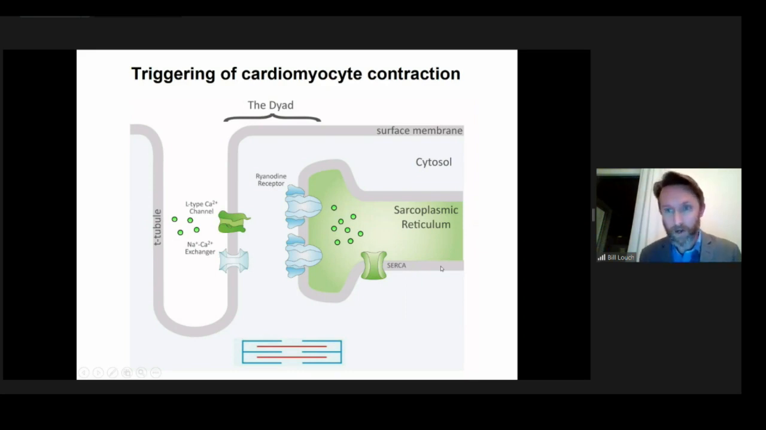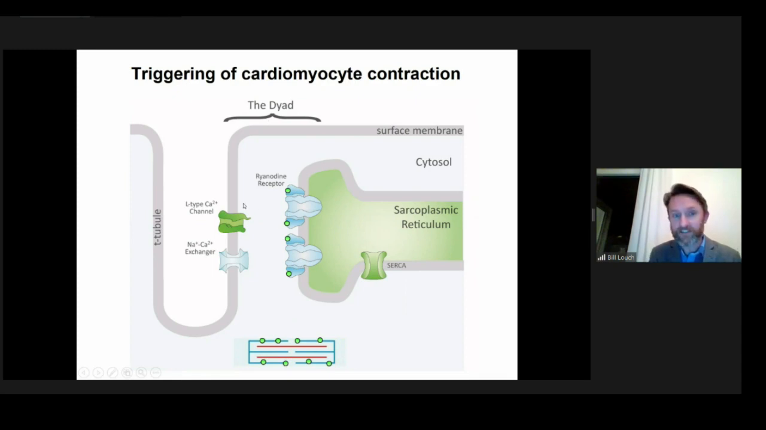So during each heartbeat, the electrical activation moves down into the T-tubules and it causes these L-type calcium channels to open, and that brings calcium into the cell. This calcium then binds to the ryanodine receptor, causing it to open, and a large amount of calcium is then released from the SR, binding to the myofilaments, triggering contraction of the whole cell, contraction of the whole heart. So all the action happens right in here.